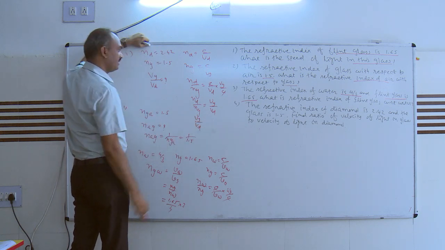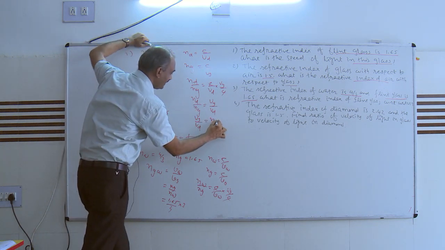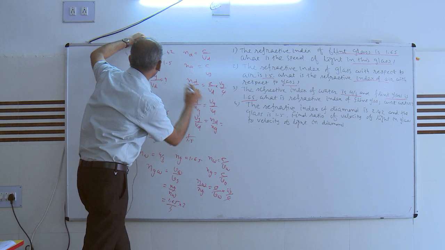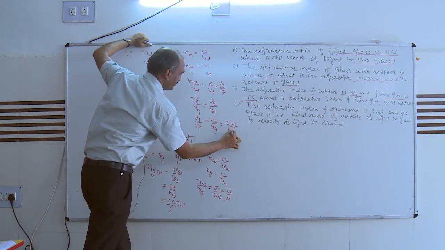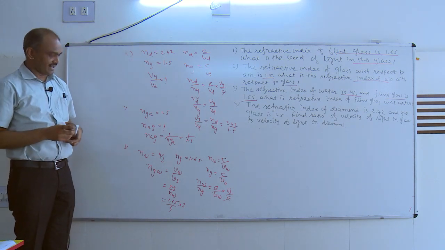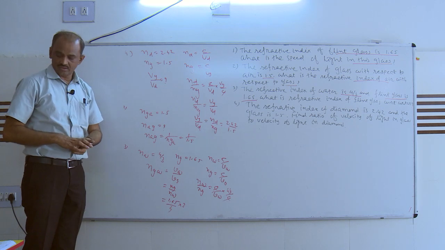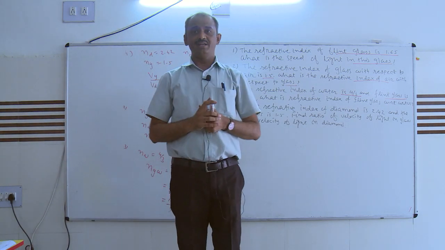So we are getting Vg upon Vd is equal to Nd upon Ng. So Nd is given 2.42 upon Ng is given 1.5. So this we are getting is the ratio of velocity. So this way we can solve the numericals based on refractive index.